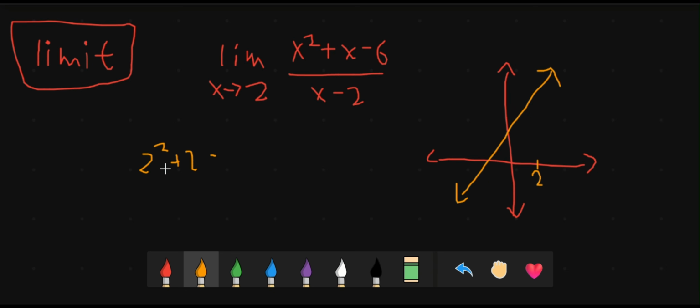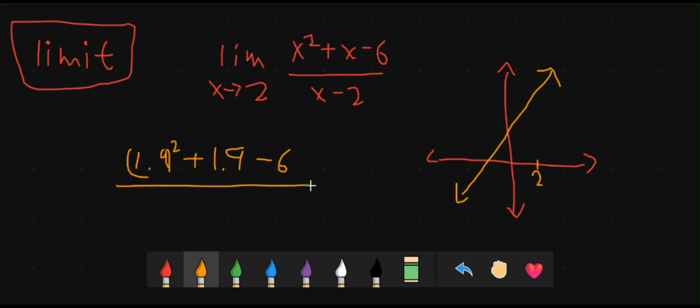So say we have 1.9. So we have 1.9 squared, and then we add 1.9, and then we subtract 6, divide by 1.9 minus 2. And now I'll just give you the answer here. That is 4.9. Alright, so when we take a value just slightly to the left, we get 4.9.